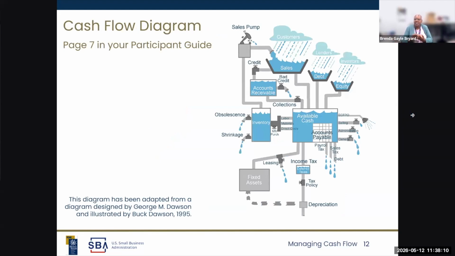Then when you look at the cash flow diagram, it looks so convoluted, but it's not as bad as it looks. What it says is, how do I get money in? I get money through customers. I get money from people I borrow from, lenders. I get money from people who want to invest in the business. The money I get from customers becomes an asset, the money from lenders becomes debt, and the money from investors becomes equity. That tells me that the worth of my business is improving.